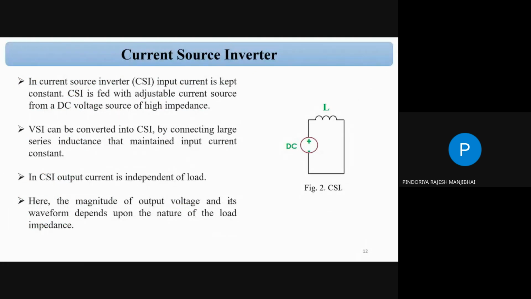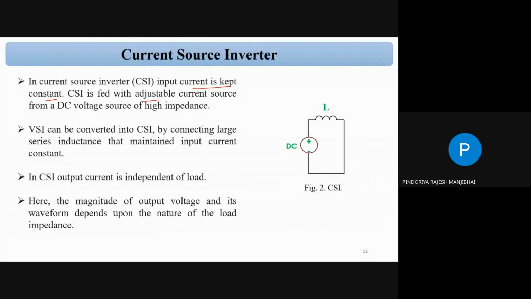Now for the current source inverter, the CSI. In the CSI input circuit, the input current is kept constant. In the case of the current source inverter, we have to maintain the input current constant. In the case of the voltage source inverter, we have to maintain the input voltage constant. As the name suggests, because it is a current source, we have to maintain constant current, whereas in the voltage source we maintain the input DC supply voltage constant, correct?